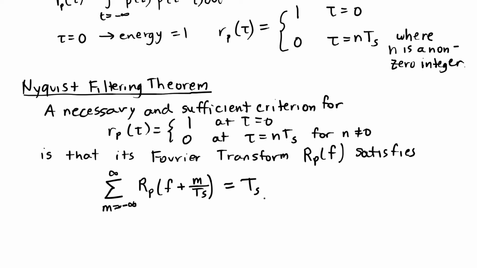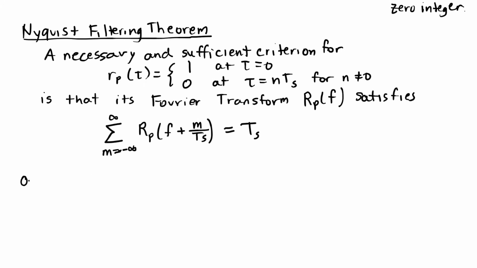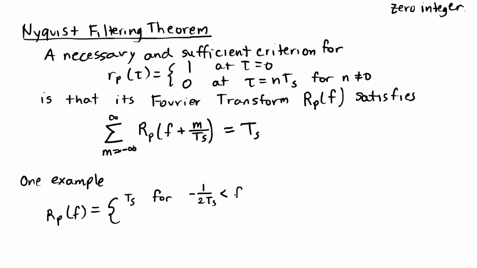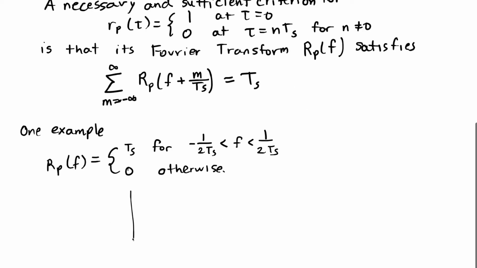Basically, it doesn't matter what Rp is, as long as when we copy and paste it together at different integer multiples of 1 over t sub s, it adds up to a constant. How do we get that? One way is to set Rp of f to the rect function. That is, it's completely constant, equal to the constant that we need, t sub s, between negative 1 over 2 t sub s and positive 1 over 2 t sub s, this window size of 1 over t sub s. What does that look like?